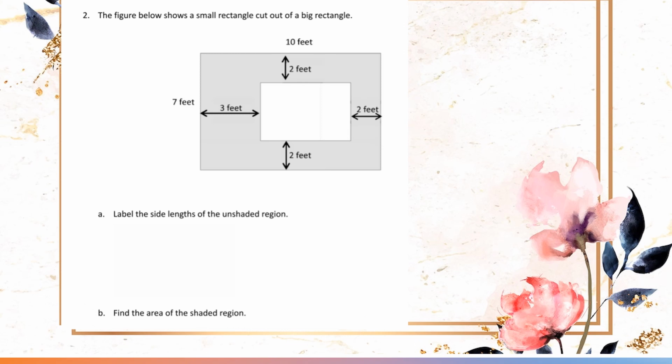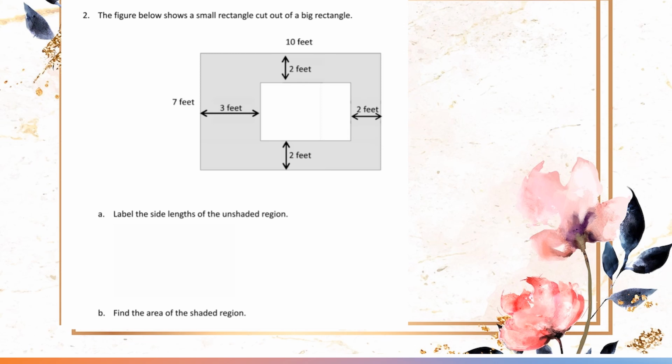All right, this is the last question of our homework. This is number 2, and it seems like a lot because it kind of is. You have to really think about it, but I'll guide you through it. It's okay. Number 2 says the figure below shows a small rectangle cut out of a big rectangle.